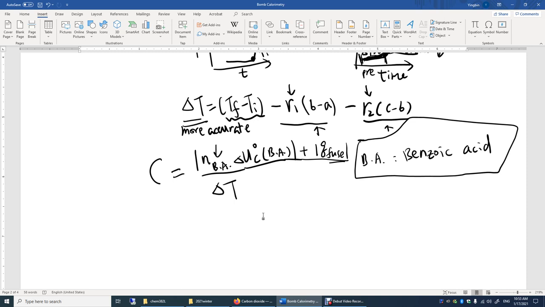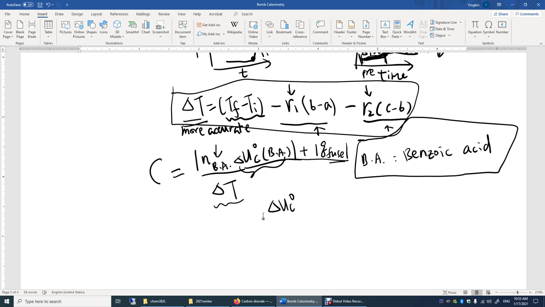Okay, so this is easy to do. You just measure the mass of benzoic acid. All you need to know is the internal energy change of the combustion of benzoic acid in kilojoules per mole. What about delta T? Again, delta T can be determined using this equation. Okay, this will give you a fairly accurate delta T. Now, how do we get this? Usually this is not given to you directly.